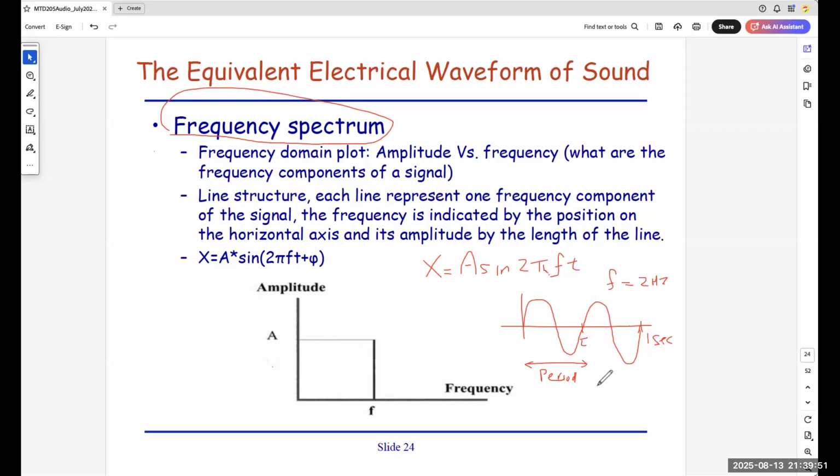Okay, and of course, if you say that tau is the period, which means that 1 divided by F equals 1 divided by 2 equals 0.5. So every 0.5 second, it repeats by itself. Okay, every 0.5 second. So you see here is 0.5, 1 cycle, another 0.5, 1 cycle, finished. So the number of cycles is 2 hertz.